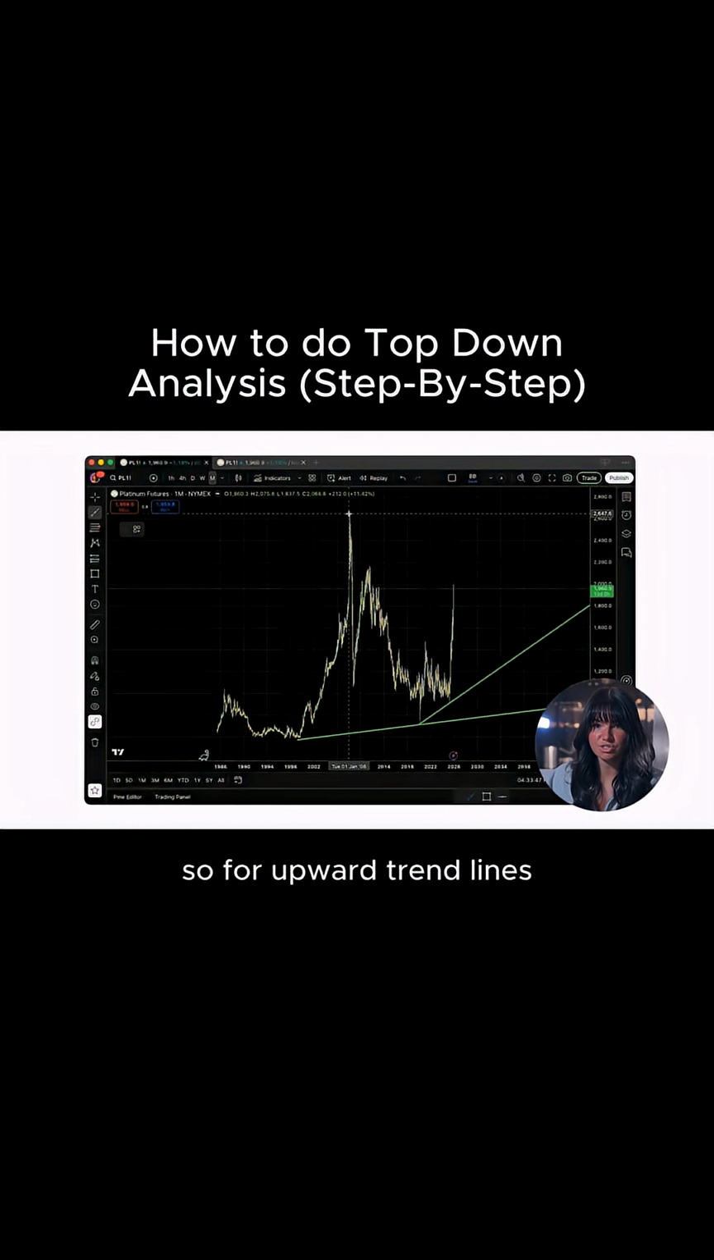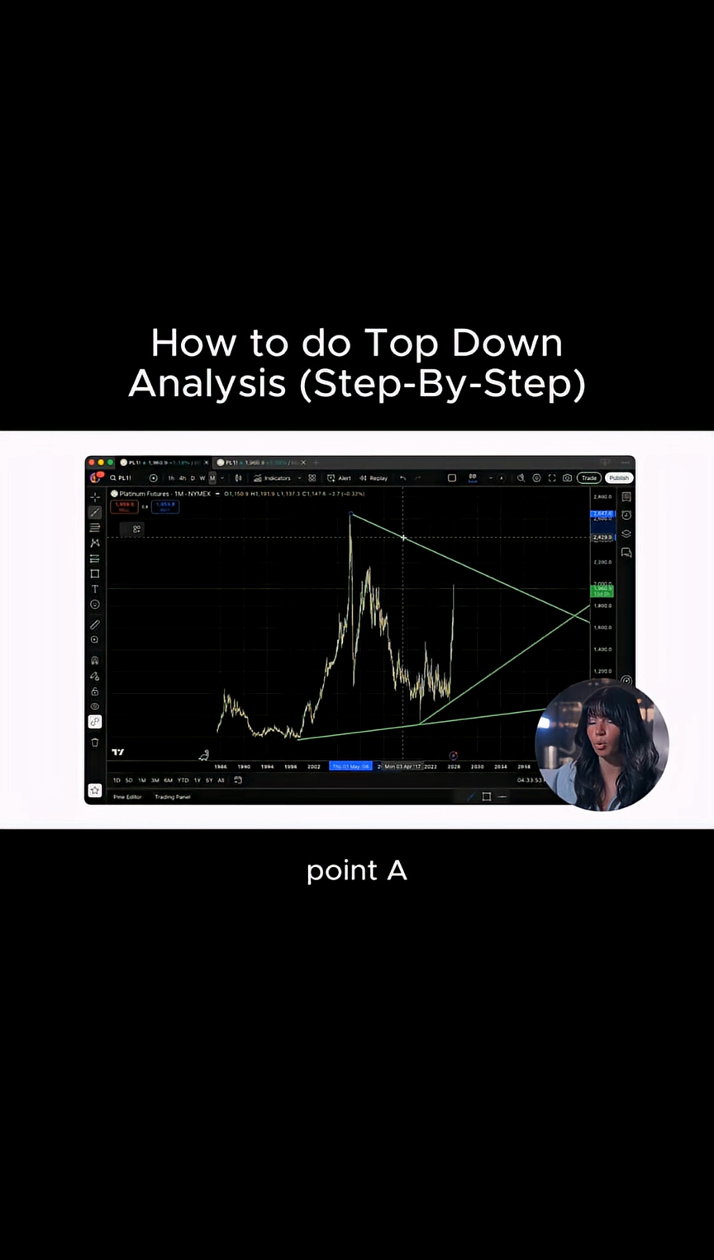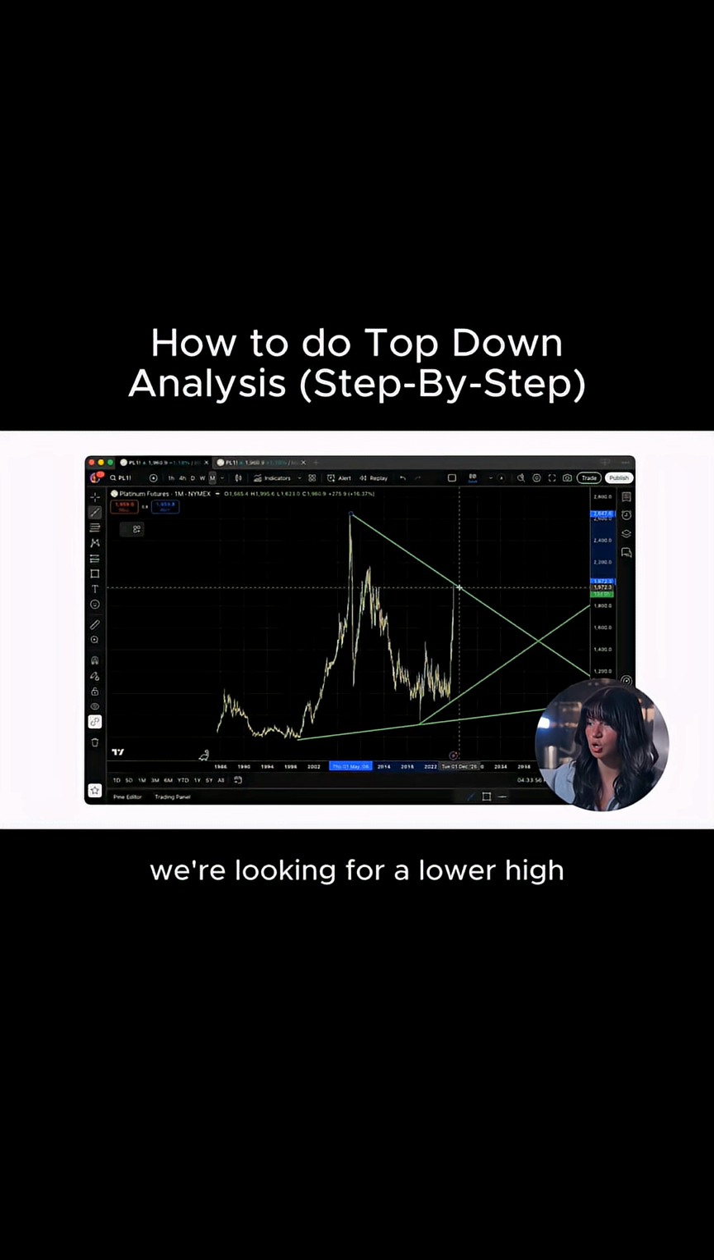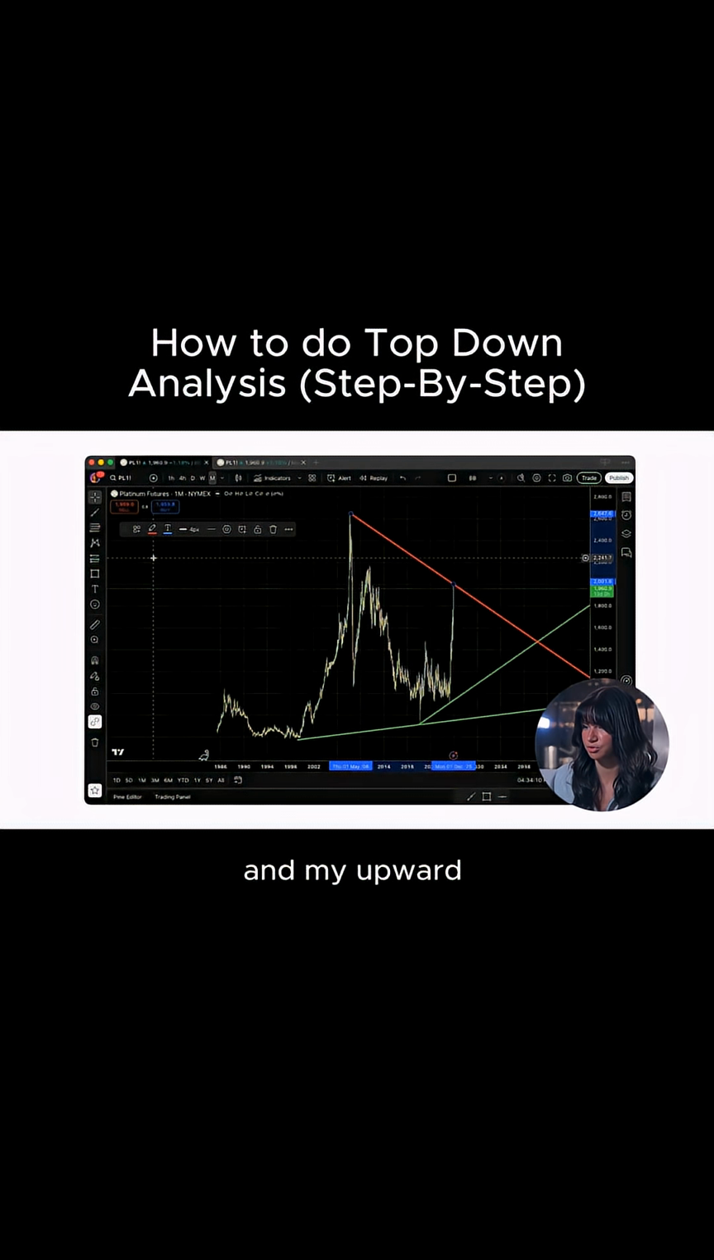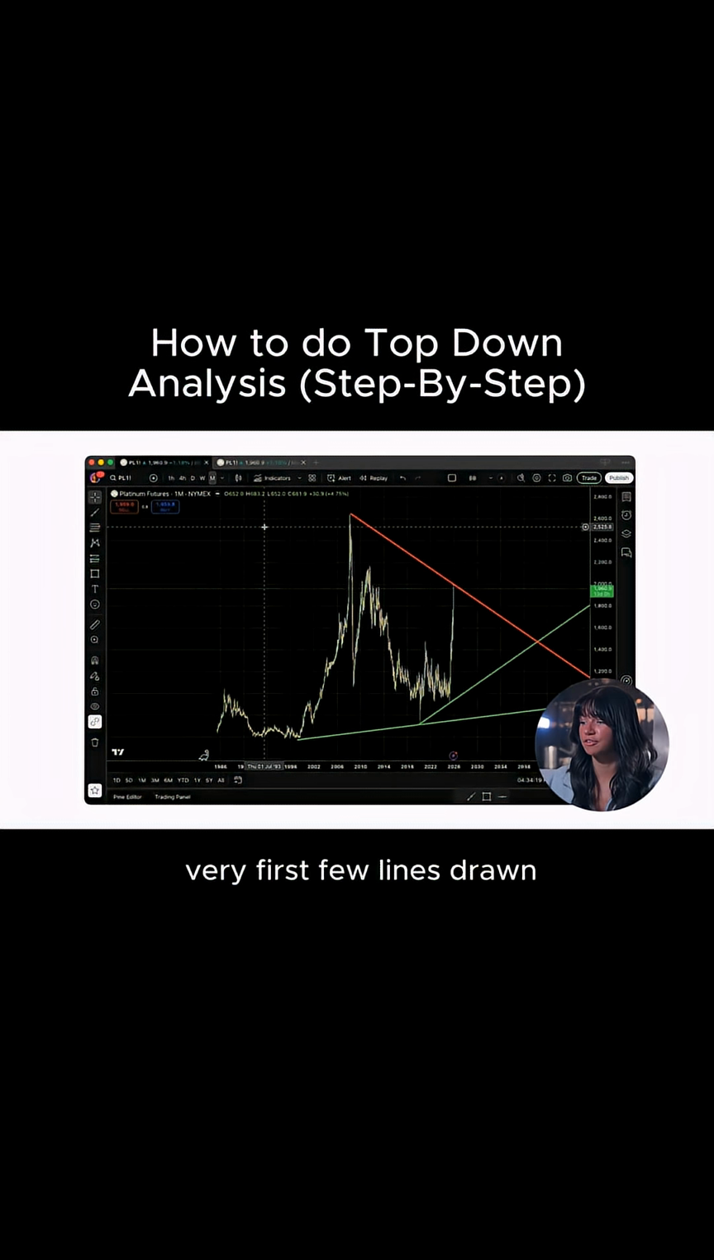So for our upward trend lines, we were looking for the lowest point we see on the screen. For our downward trend lines, we're looking for the highest point we see on the screen. Highest point right here, point A. Point B, same concept. We're looking for a lower high this time without price intersecting, which would be right here. I like to make my downward trend lines red and my upward trend lines green. Okay, so we've got our very first few lines drawn in our monthly time frame.